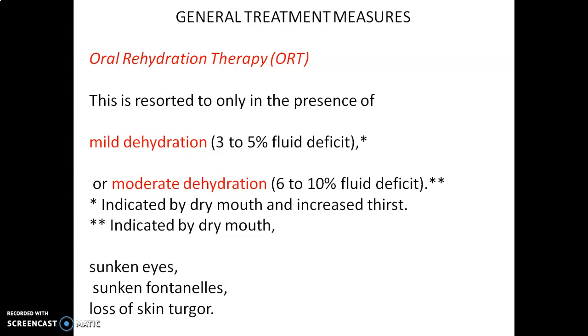Mild dehydration can be considered when 3 to 5% fluid deficiency is observed, whereas moderate dehydration can be seen as 6 to 10% fluid deficit. Mild dehydration can be identified by symptoms of dry mouth and increased thirst in the patient, whereas moderate dehydration can be indicated by dry mouth, shrunken eyes, shrunken fontanelles and loss of skin turgor. These are some of the symptoms of dehydration.